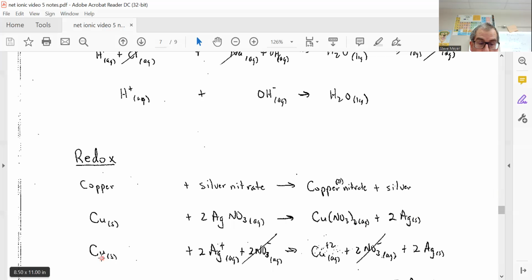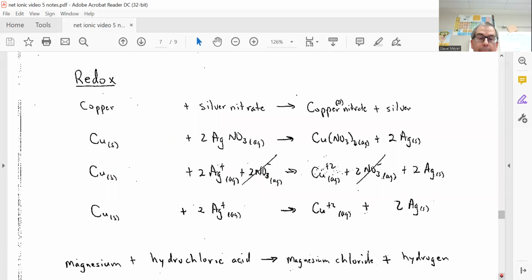Copper, did it lose electrons? Yes, it went from Cu to Cu2+. So copper will replace silver in this reaction. If I try to put silver plus copper nitrate, because silver is below copper on the activity series, I would get no reaction. But I do get a reaction here because copper is more reactive, or loses its electrons more readily, than silver.